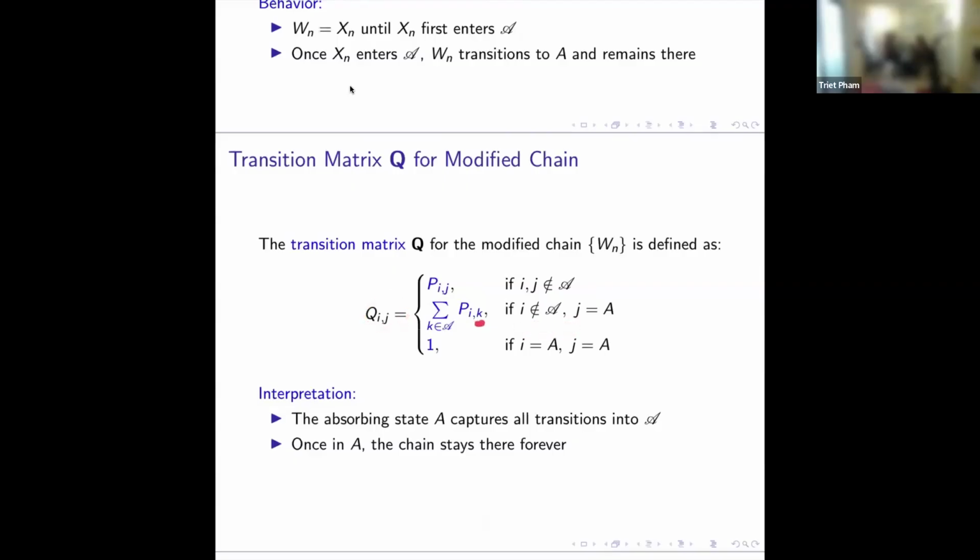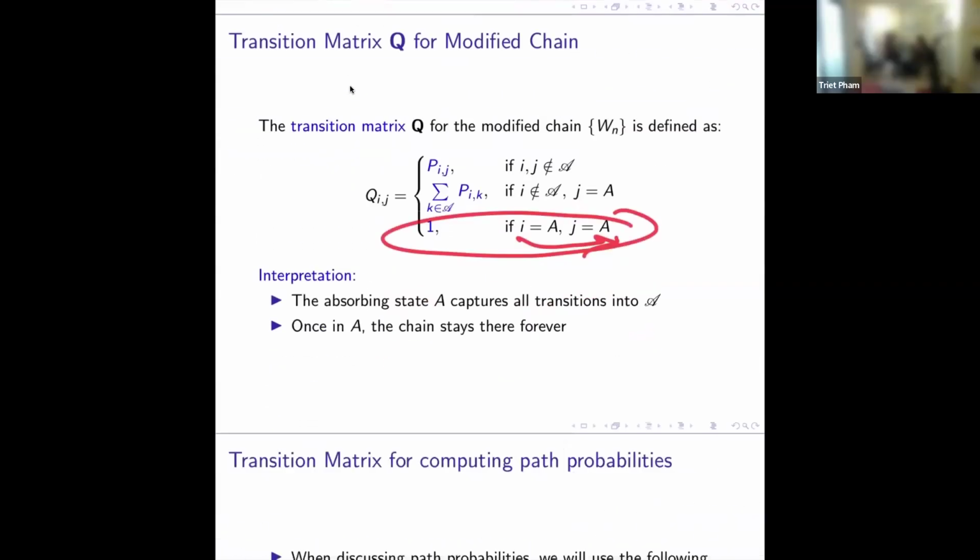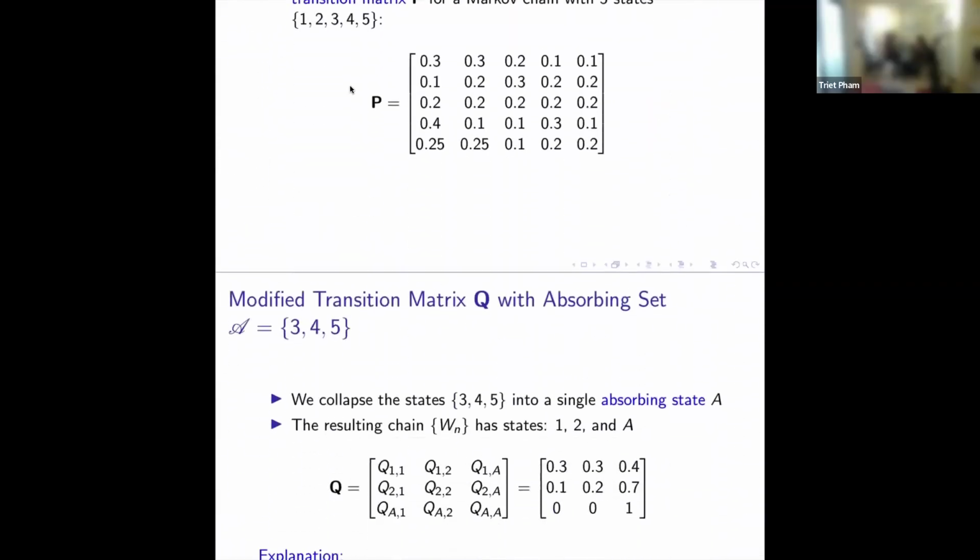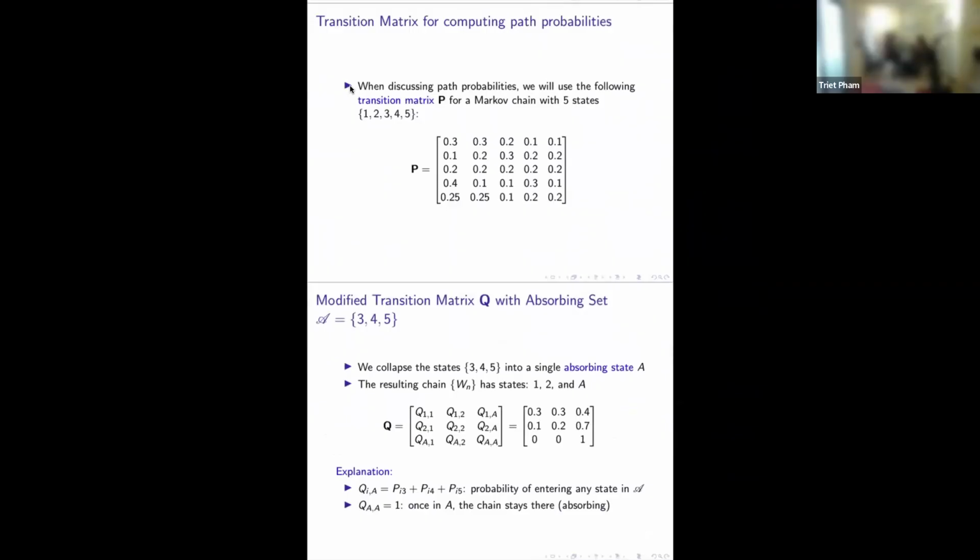Then you just sum over all items in the absorbing class, okay? And then, of course, the sum over the absorbing class is 1. And so here is an example: moving from P to Q, where we look at 3, 4, 5 as the absorbing class.